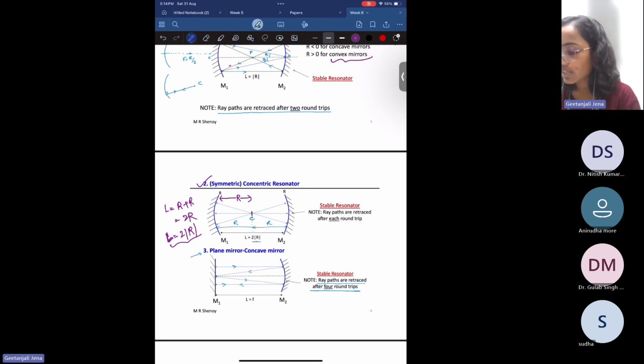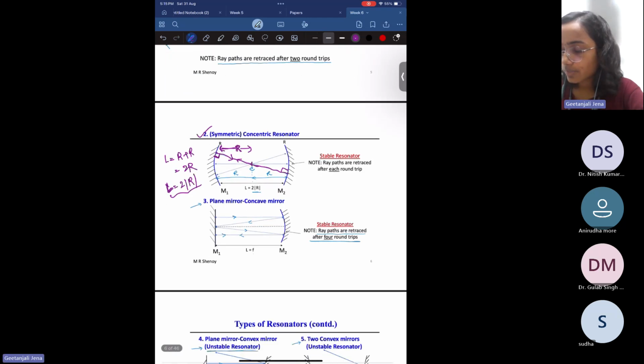And in this concentric mirror resonator, when the ray passes through the center point, you can easily see this will be normal to the surface of the mirror. Whenever the ray is incident normally on a mirror, it will be reflected back. So that's why after each round trip, the ray will retrace the path for the concentric mirror resonator.